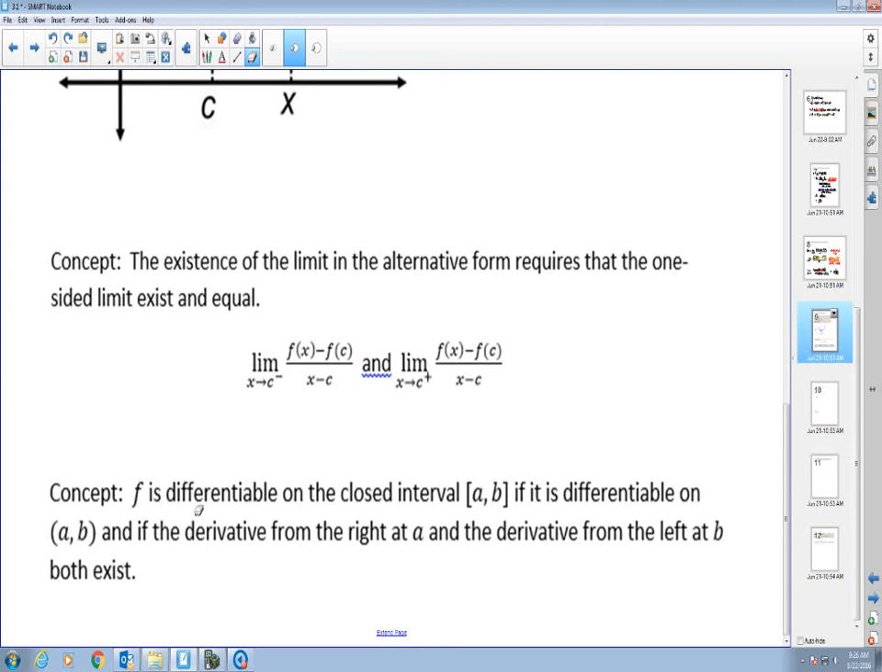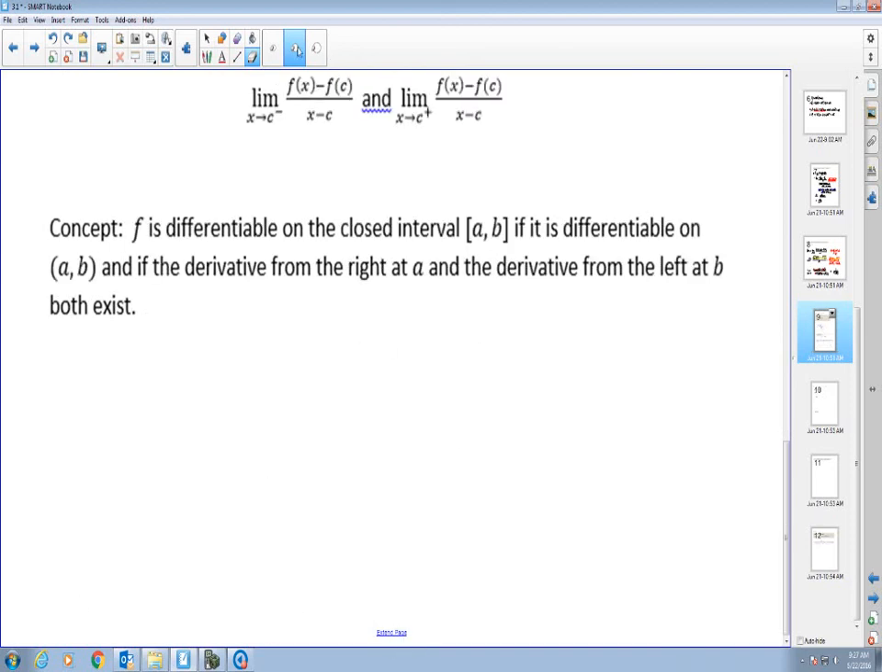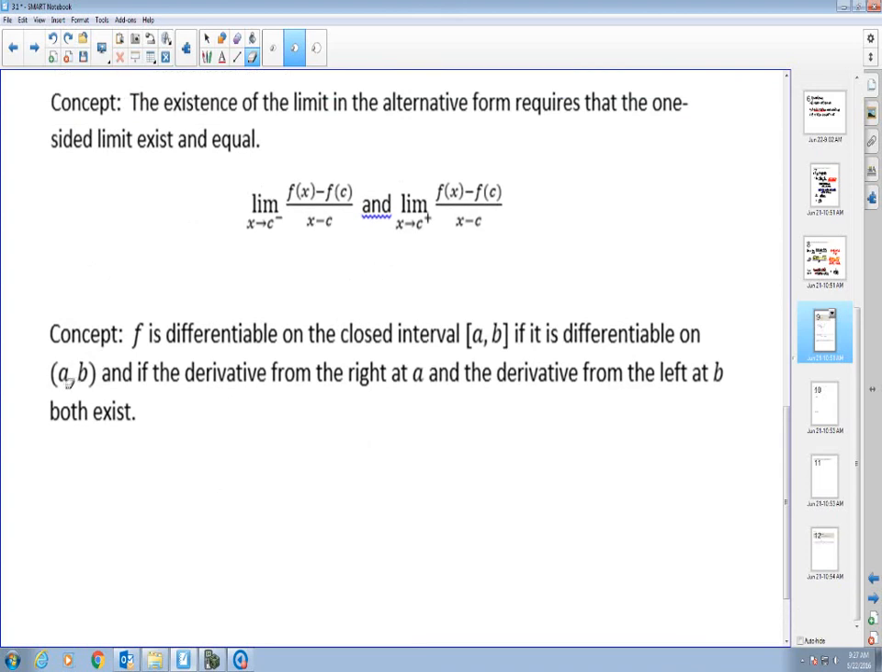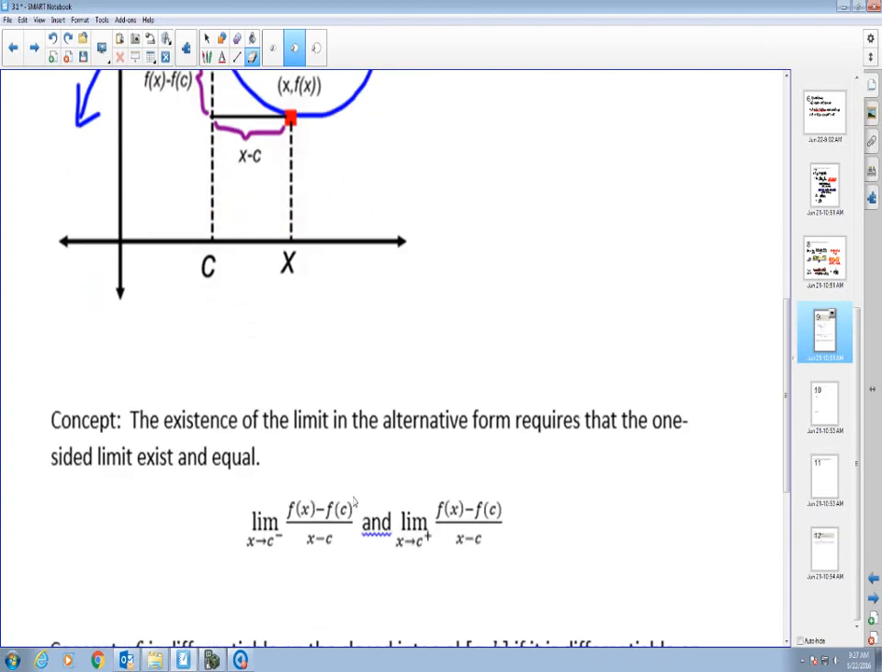A function f is differentiable on the closed interval from a to b if it is differentiable on the open interval from a to b, and if the derivative on the right at a and the derivative on the left at b both exist. I believe we explained that concept using a graph from -1 to 1. Continuity, the graph would look something like before. So it's basically the same concept, except now we're just adding the differentiable part.